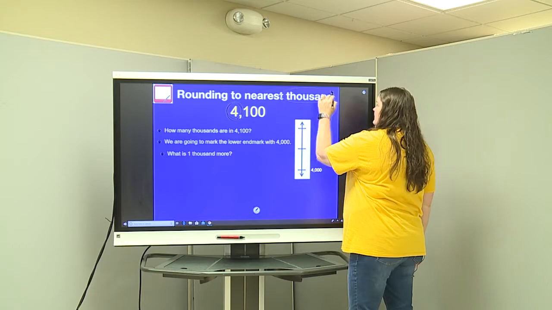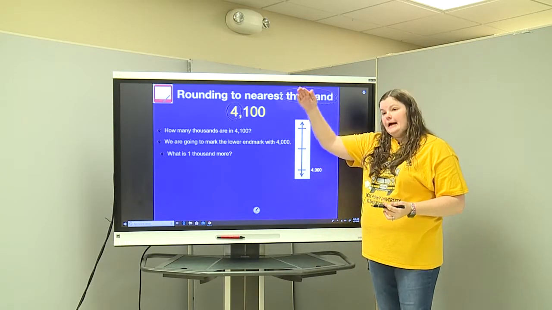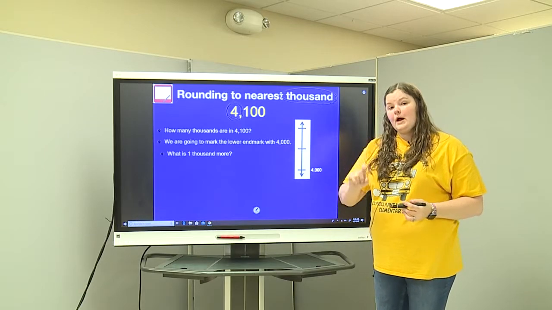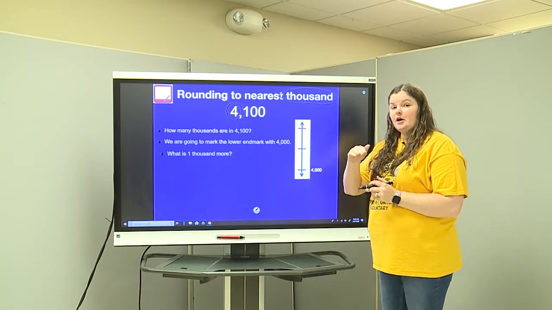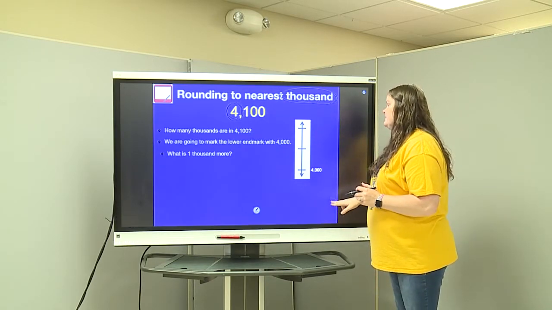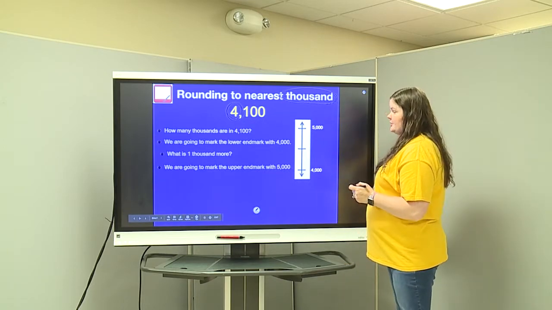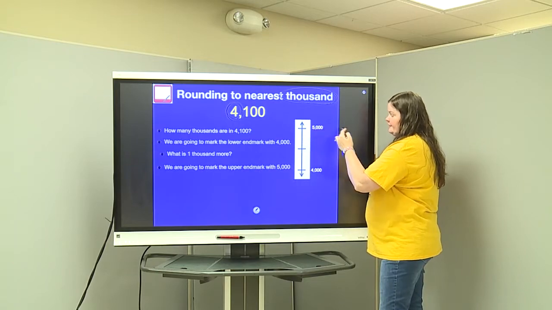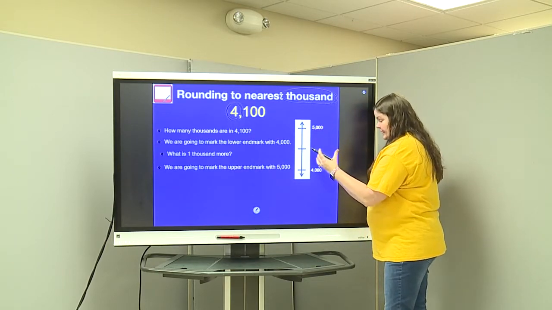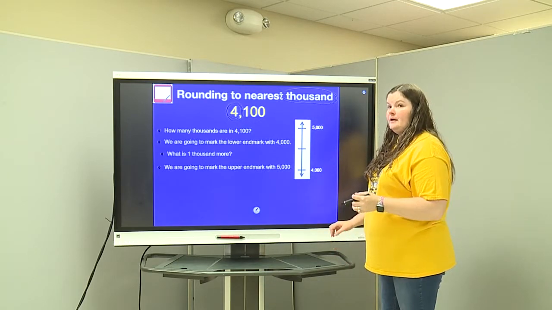All right, the next part, what is 1,000 more? I'm only rounding to the nearest thousand. So that means my number line can only go up by 1,000. So if my bottom is 4,000 and I go up another 1,000, that's going to give us 5,000. So now my two end points, or my end marks, are 4,000 and 5,000, meaning it's going to round down to 4,000 or it's going to round up to 5,000.